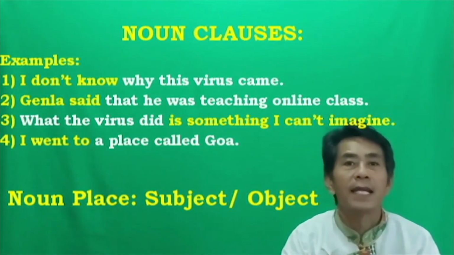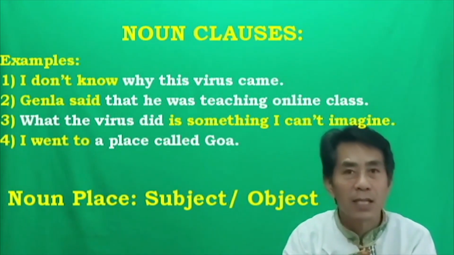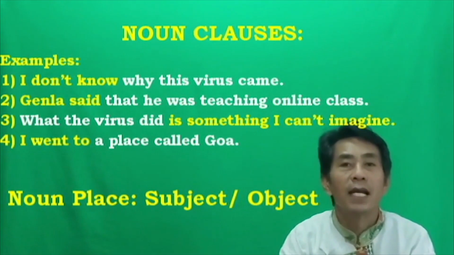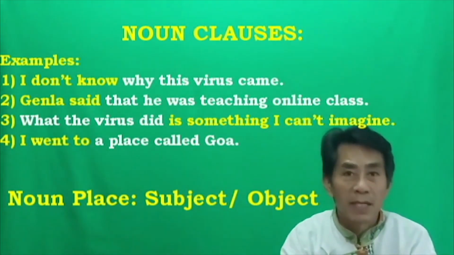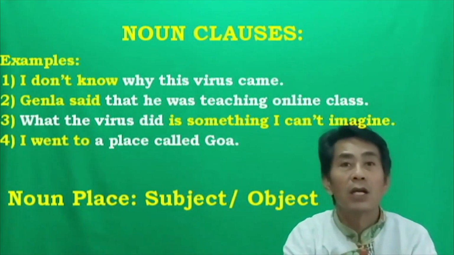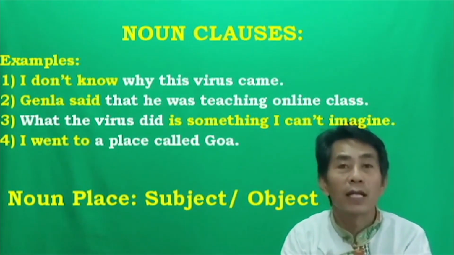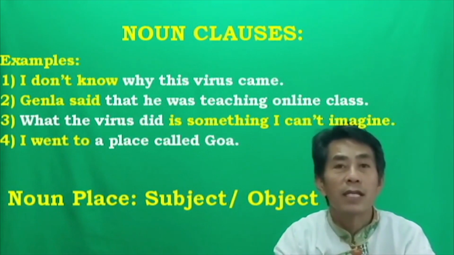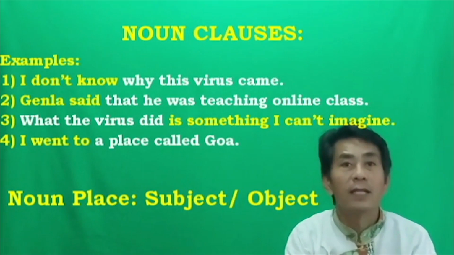Let us look at the second sentence: Gela said that he was teaching online class. Gela said makes complete sense. Now the next clause, that he was teaching online class, is a subordinate, dependent clause. It depends on the other clause to make it complete. So that he was teaching online class is again a noun clause, because this clause is doing the work of a noun.